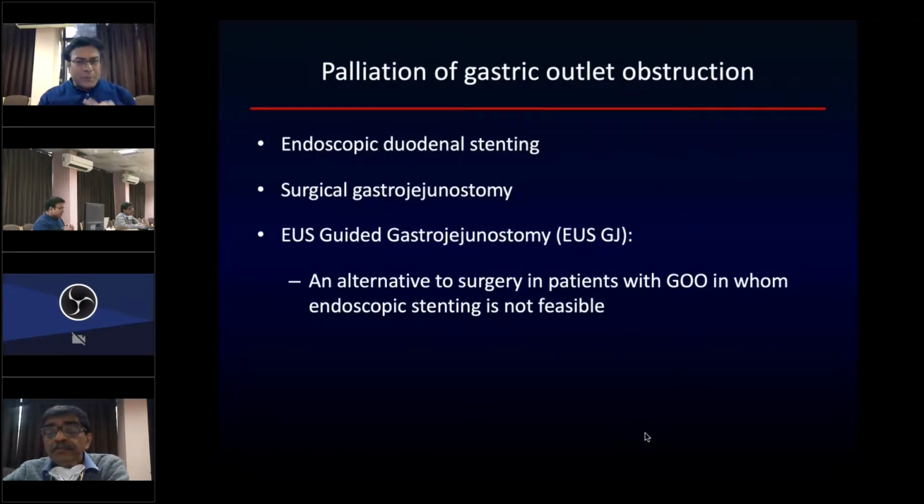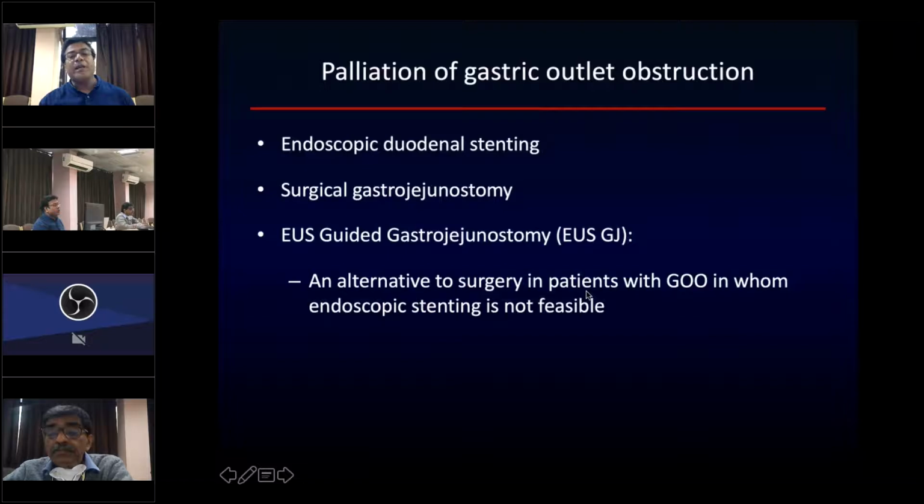So the other problem is the palliation of gastric outlet obstruction. For outlet obstruction, traditionally what we use is endoscopic duodenal stenting. Most of these patients are unfit for surgery. Otherwise, you have surgical gastrojejunostomy as an option. So recently, the addition is EUS-guided gastrojejunostomy.